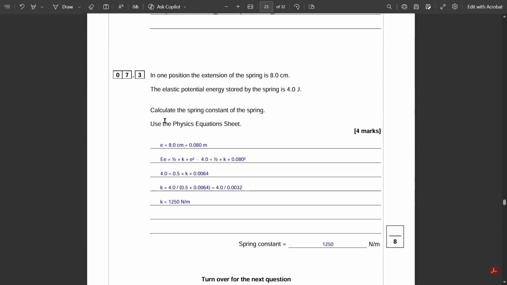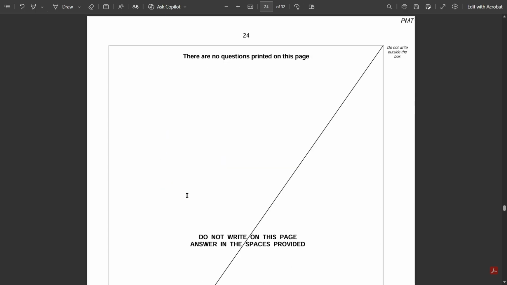And then for 7.3, in one position, the extension of the spring is 8 centimeters. The elastic potential energy stored by the spring is 4 joules. Calculate the spring constant of the spring. Well, 8 centimeters is 0.08 meters, and then we just use the elastic potential energy formula, sub all the numbers in, and then just rearrange for k, and we get a value of k being 1,250 newtons per meter.